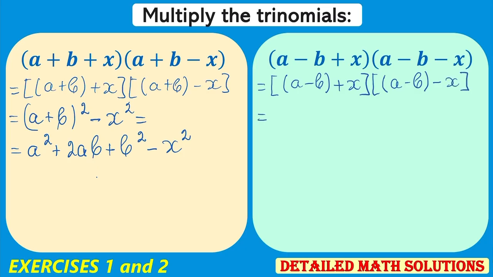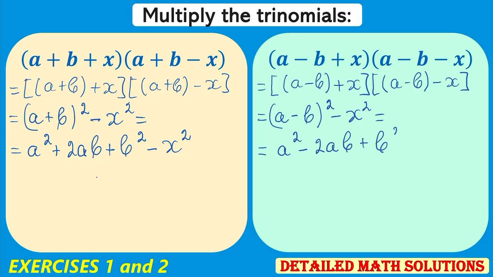When I apply the formula for sum and difference of the same terms, I will have a − b as the first term squared, and then x as the second term squared. So this equals (a − b)² − x². Then, I can apply the formula for binomial square (a − b)², and when I do that, this equals a² − 2ab + b², and I have − x².